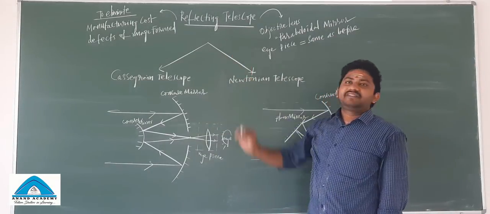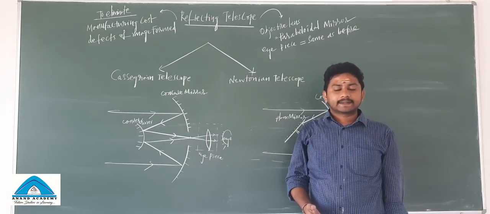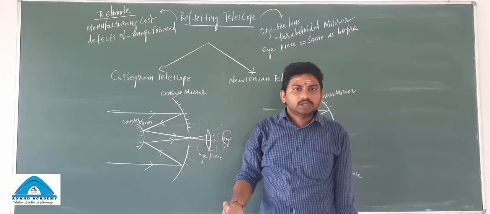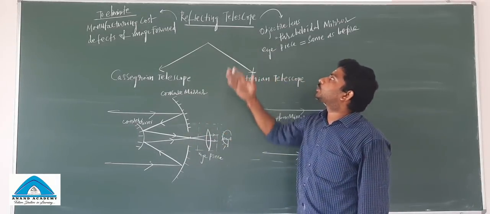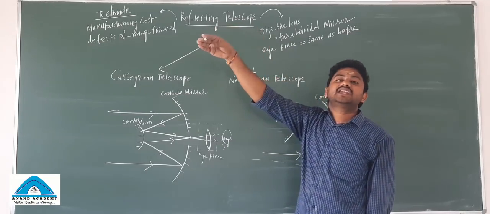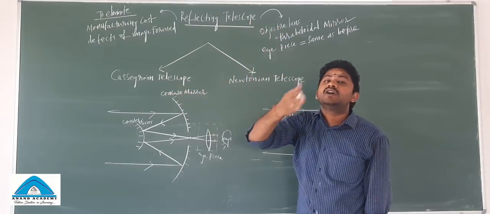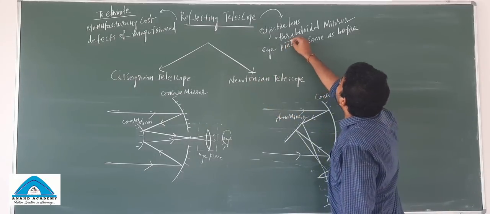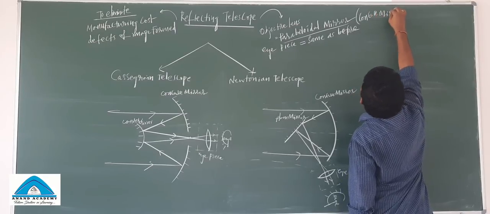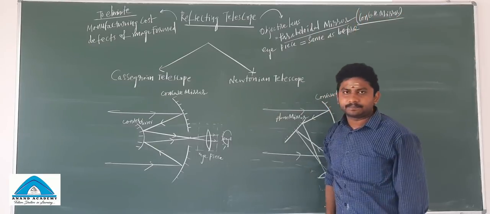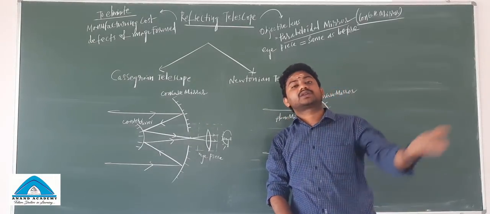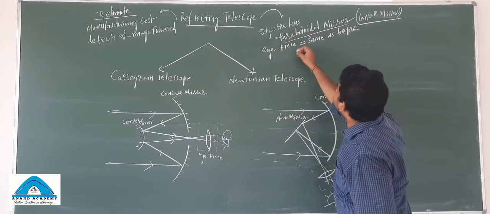Let's start. Reflecting telescope. What we have discussed: to eliminate the manufacturing cost and defects of the image formed, we have introduced another type of telescope called the reflecting telescope. In this reflecting telescope, the objective lens of the astronomical and terrestrial telescopes is replaced with a paraboloidal mirror, right? This is a concave mirror we will consider. Concave mirror, parabolic shape, having a large radius of curvature and large focal length, similar to our objective lens. And the eyepiece will be as usual.